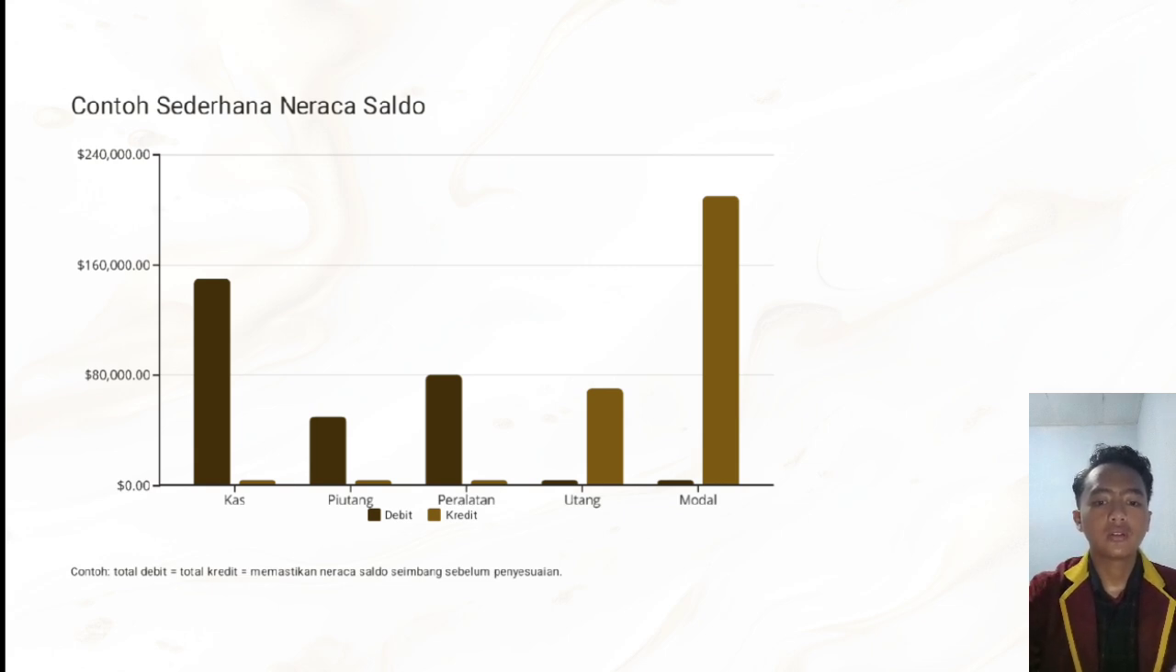Each account, such as cash, accounts receivable, equipment, liabilities, and capital, shows its ending balance. The total debits and total credits are equal, which confirms that the trial balance is balanced before adjustment.